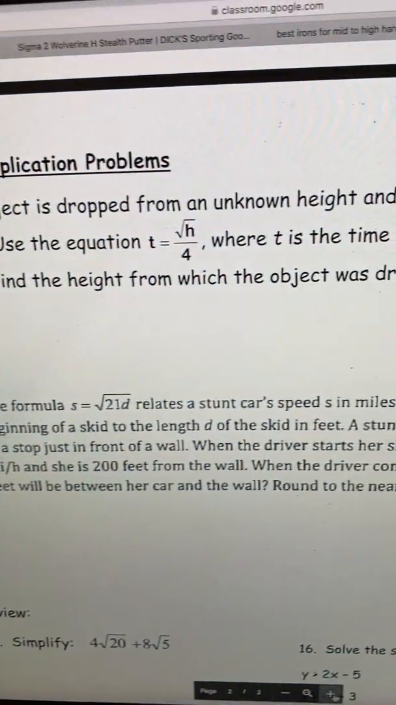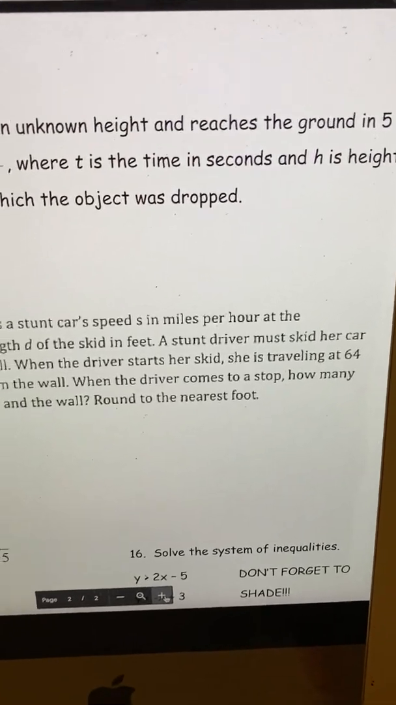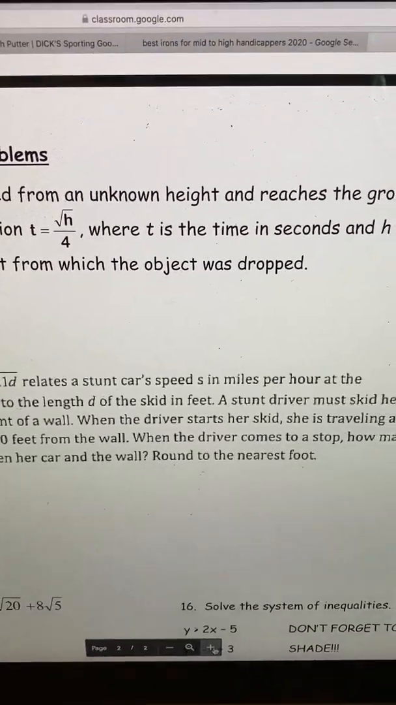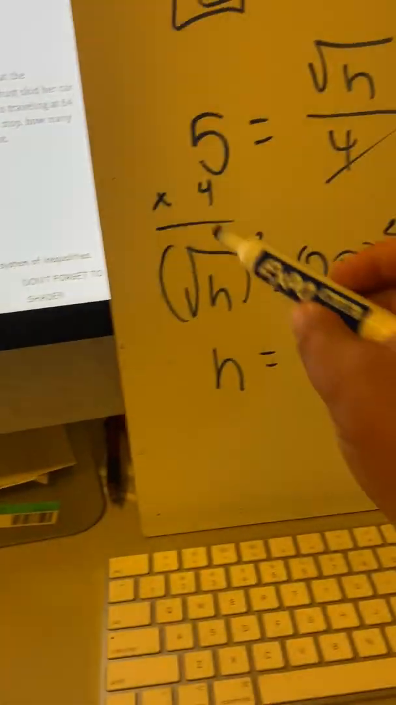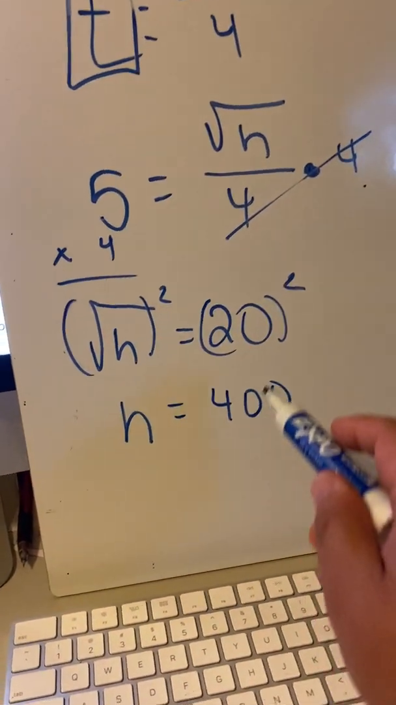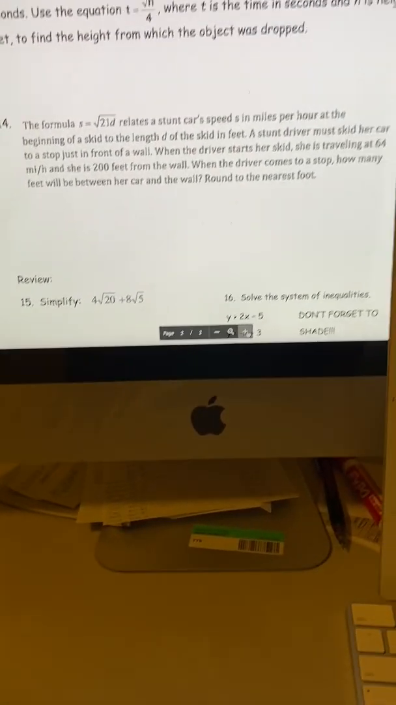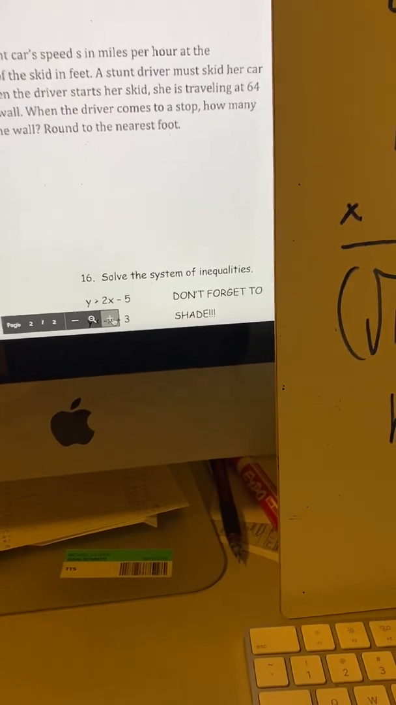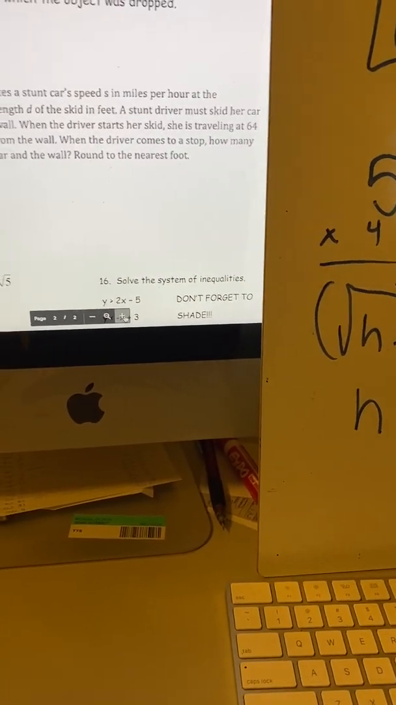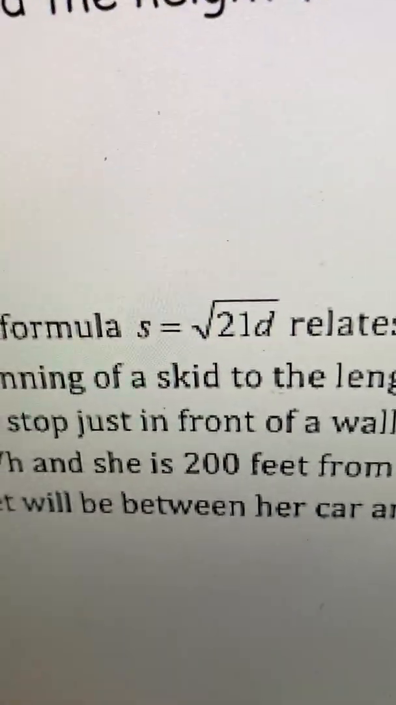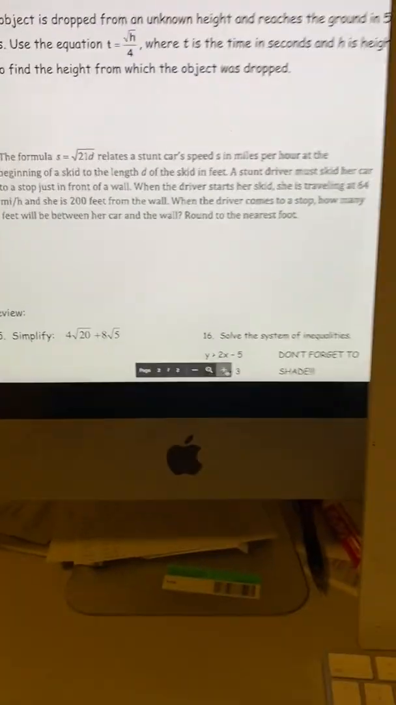So an object is dropped from an unknown height and reaches the ground in 5 seconds. Use the equation time is equal to the square root of the height divided by 4, where t is the time in seconds and so on. Well, it tells us it's 5 seconds, it tells us the height is 400, and it tells us the height is in feet. Okay? This one's the same one. It gives you the formula, and then later on in the problem, it gives you something else within the formula to be able to solve it. All you have to do is plug and chug. Now, they may give you more information than what's needed, but they give you the formula. So you have to know that you're going to be utilizing the formula.